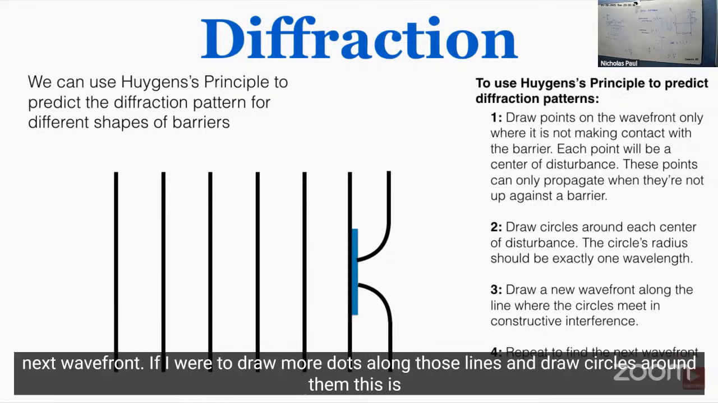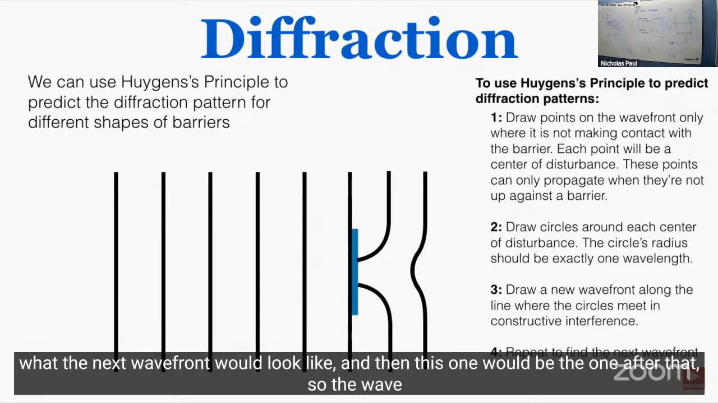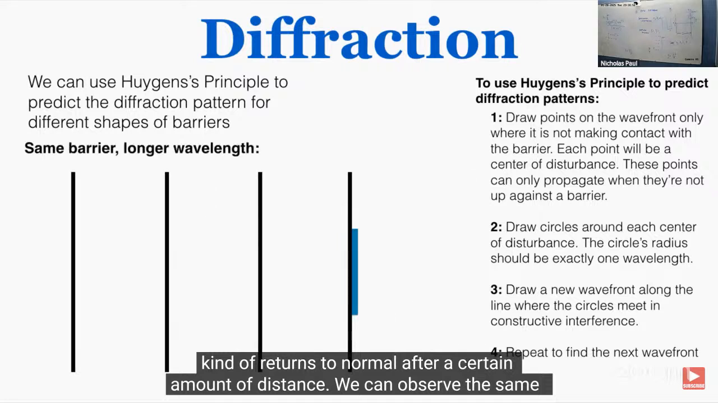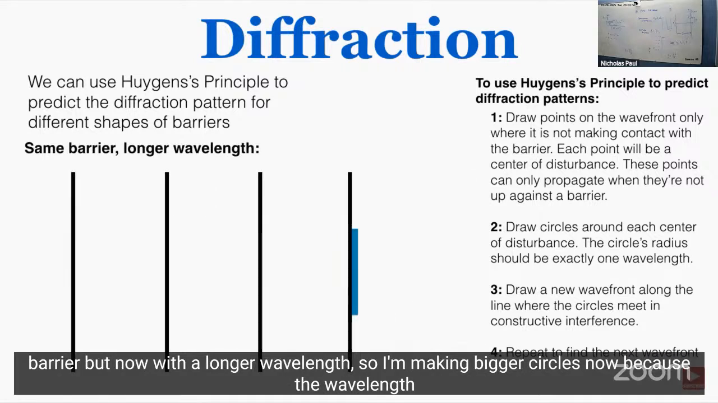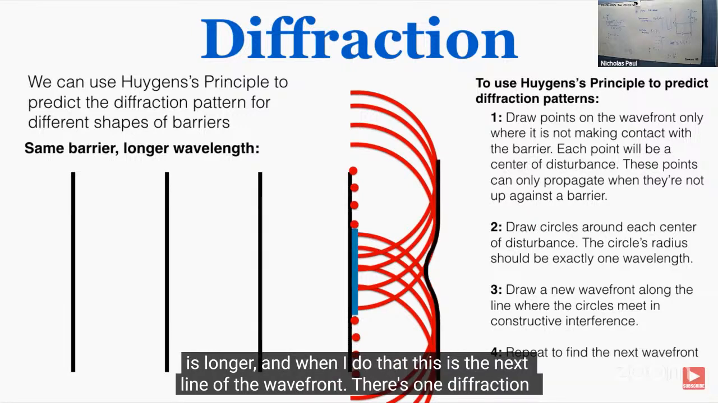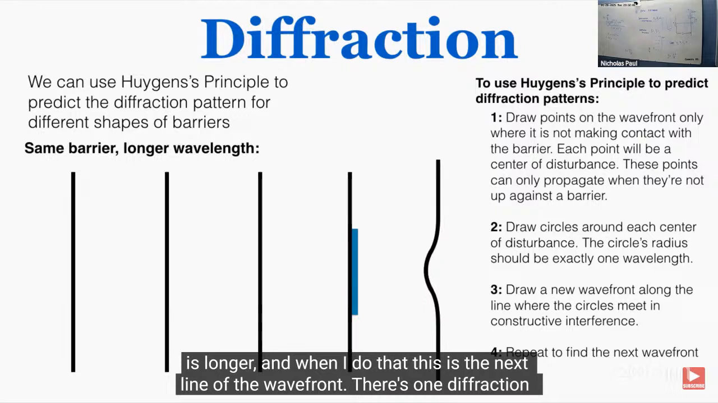If I were to draw more dots along those lines and draw circles around them, this is what the next wavefront would look like. And then this one would be the one after that. So the wave returns to normal after a certain amount of distance. We can observe the same barrier, but now with a longer wavelength. So I'm making bigger circles now because the wavelength is longer. And when I do that, this is the next line of the wavefront.